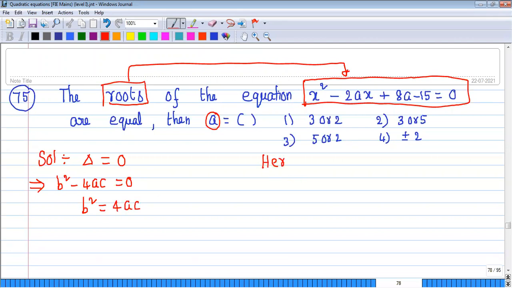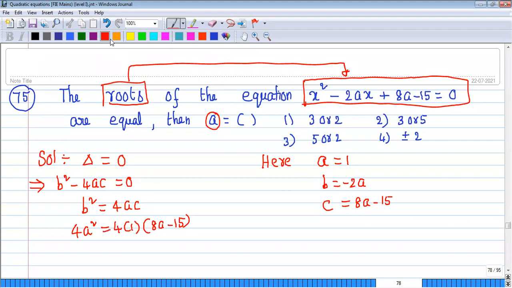Here, a is equal to 1. This is a monic quadratic equation. b equals to minus 2a, constant term c equals to minus 8a minus 15. Let us substitute here. 4a square equals 4 times 1 into 8a minus 15. So now this 4 will cancel out. This is 8a minus 15. a square minus 8a plus 15 is equal to 0.